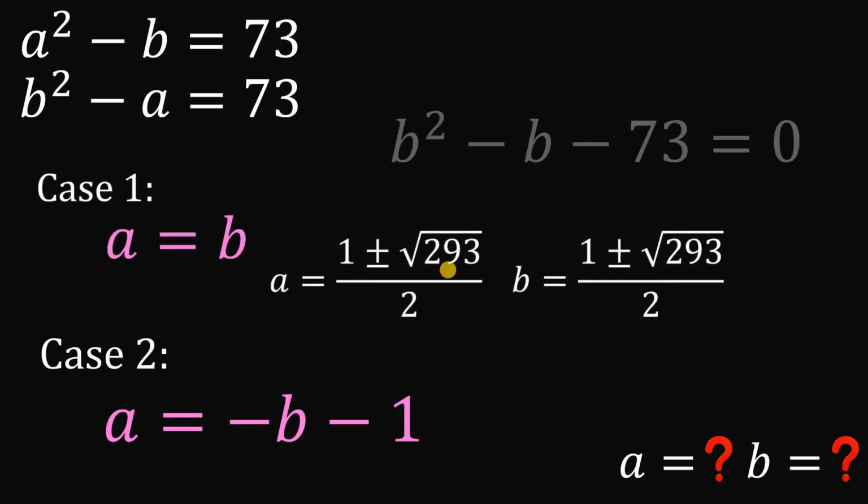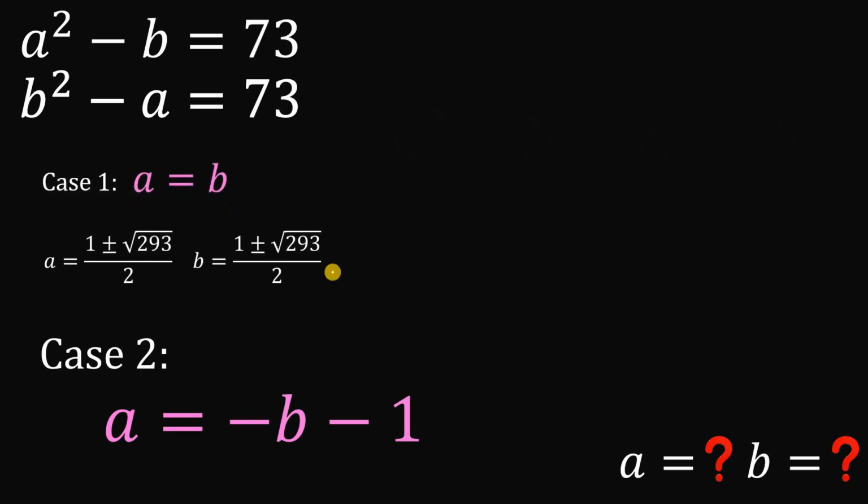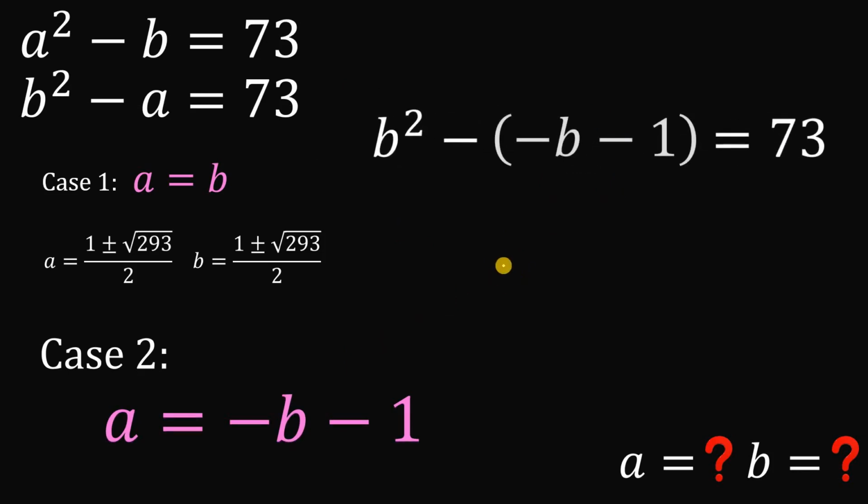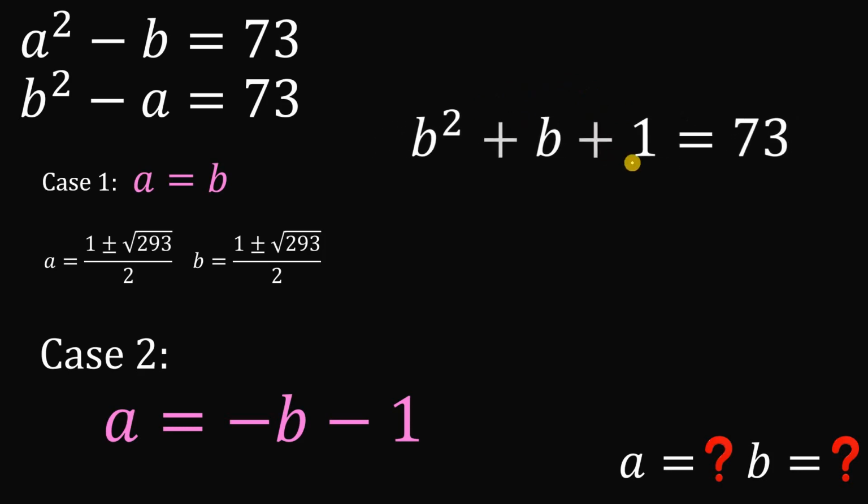Alright, so for case number 1, we get two possible pairs for a and b. Now, how about for case number 2, wherein a equals negative b minus 1? Again, let's use the second equation. And now, let's replace this a with negative b minus 1. So again, don't forget to write a parenthesis, because we will distribute this negative sign. So negative times negative b, this will become positive b, and negative times negative 1, this becomes positive 1.